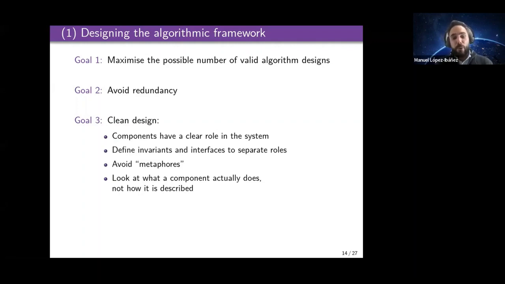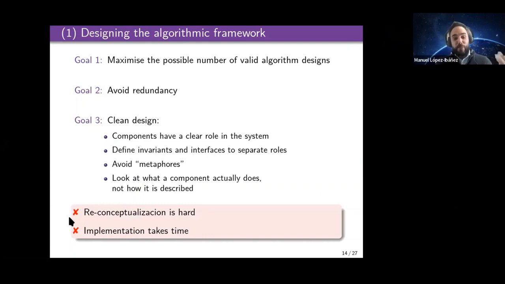In that sense, it's good to avoid metaphorical language. For example, when we talk about evolutionary algorithms, we might talk about mutation, recombination, but those concepts are hiding what the actual components are doing. And it would be better to define what the component is doing rather than relying on these metaphors. And this is my final point, that we should not completely trust how the components are described by the original authors, but we should look at what the components are actually doing and try to recast them or reconceptualize them for our framework to fit our invariants or interfaces.